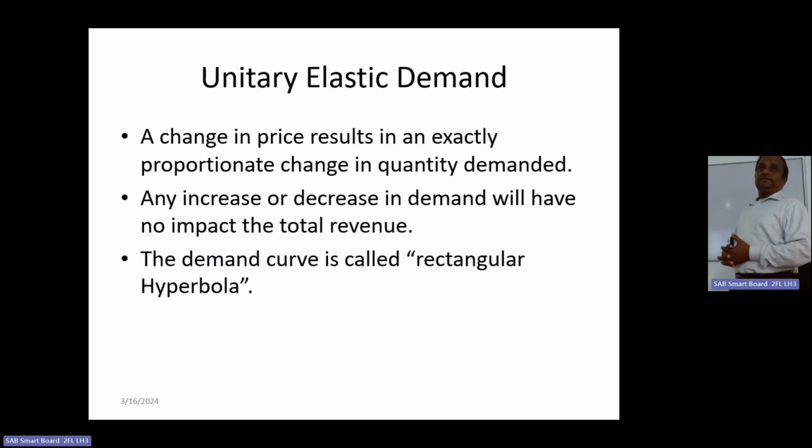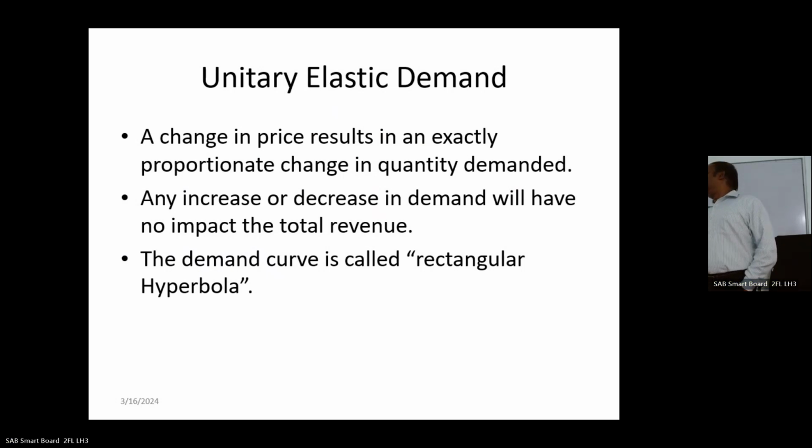In the case of unitary elastic demand, what happens with an increase or decrease in the price? In the rectangular hyperbola type curve, if there is an increase or decrease in the price, the total revenue or the consumer expenditure will not change, since the price times quantity is equal at any point of the rectangular hyperbola curve.